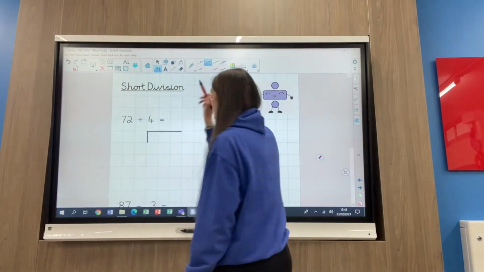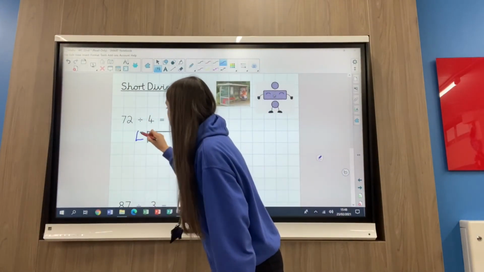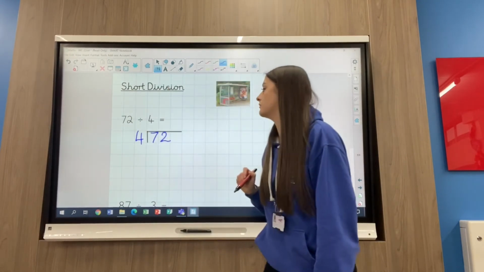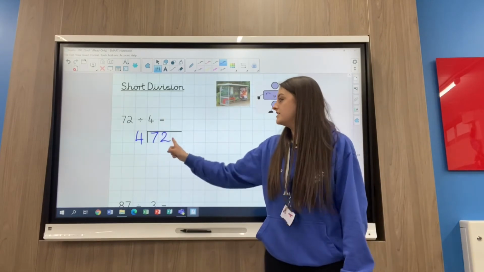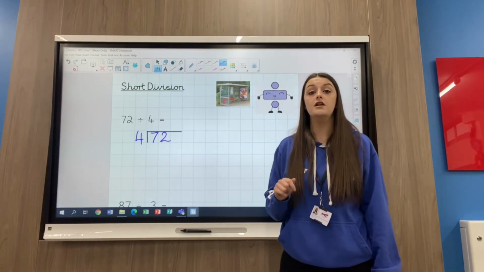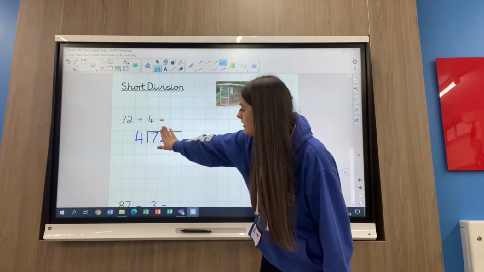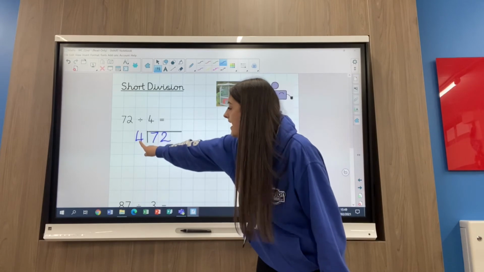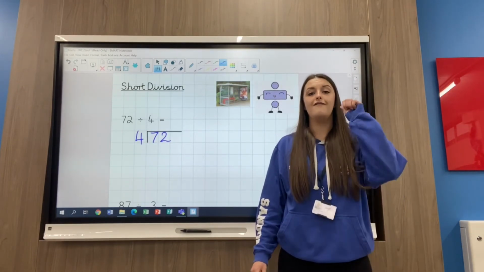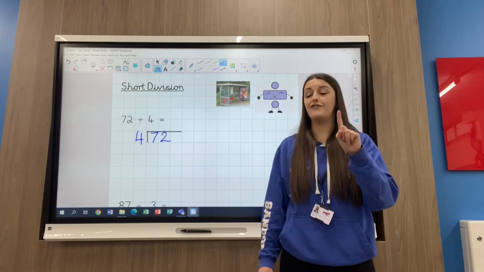And remember our divisor is 4, so we put that divisor on the outside and the number that's being divided is 72. So we know 72 has got 7 tens and 2 ones, but we use short division to break down the calculation. So we're going to colour over that number there and we're going to see how many 4s fit into 7. Let's count in our 4s. 4, 8. So only 1 4 fits into 7.